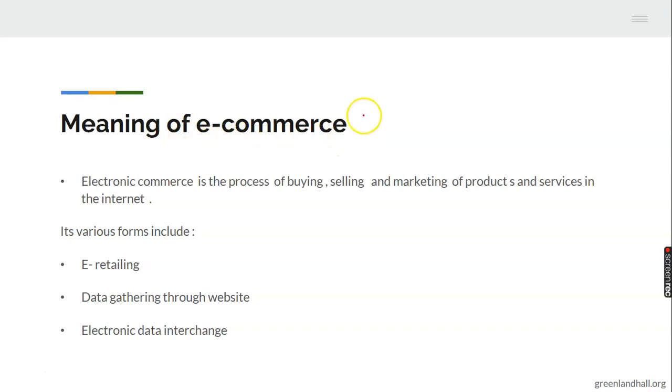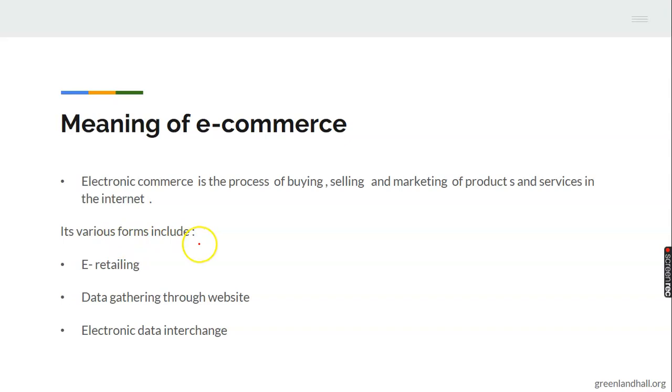What is the meaning of e-commerce, by the way? When we say e-commerce, what are we talking about? From the name itself, e-commerce simply means electronic commerce, and it is the process of buying, selling, and marketing of products and services across the internet or in the internet.